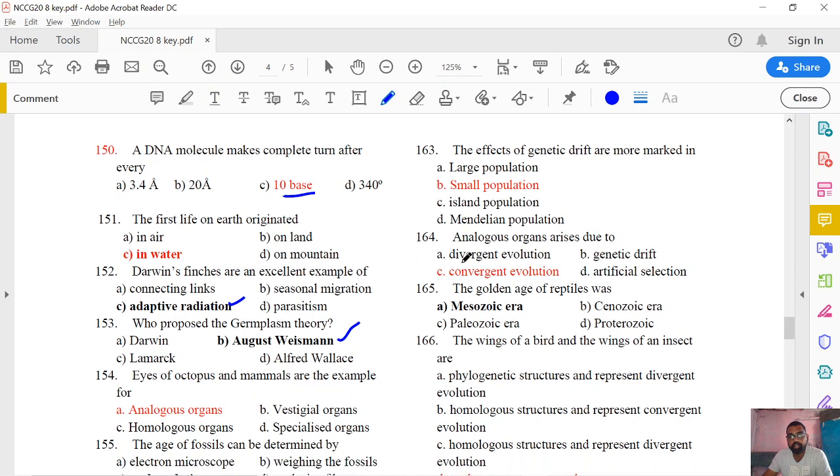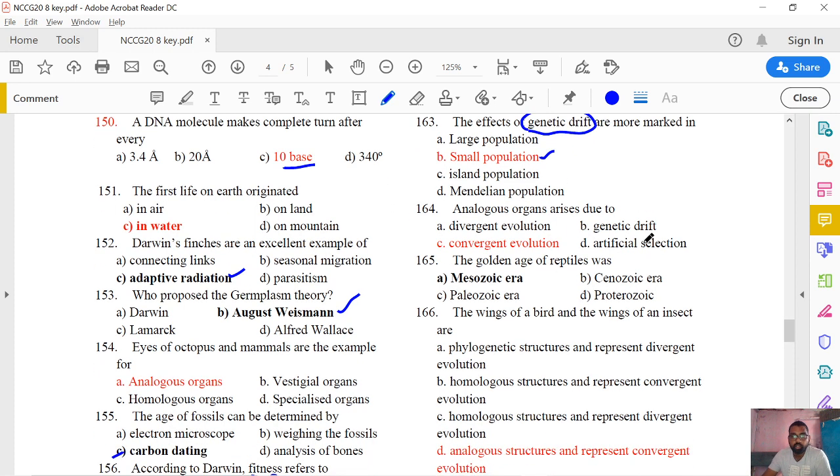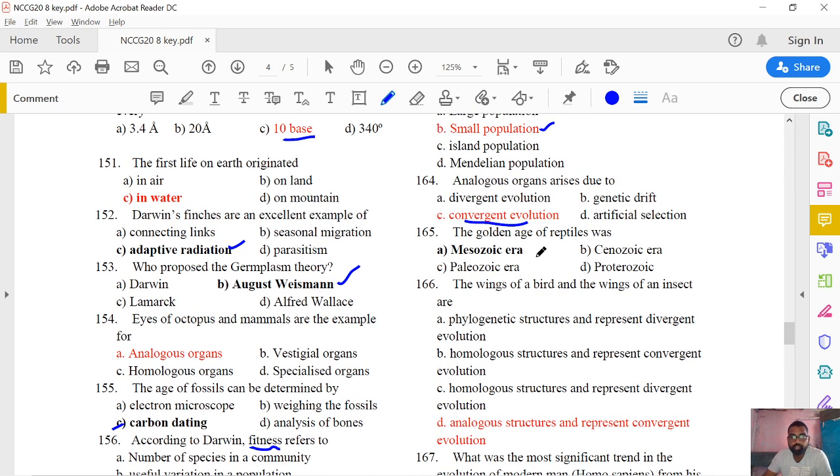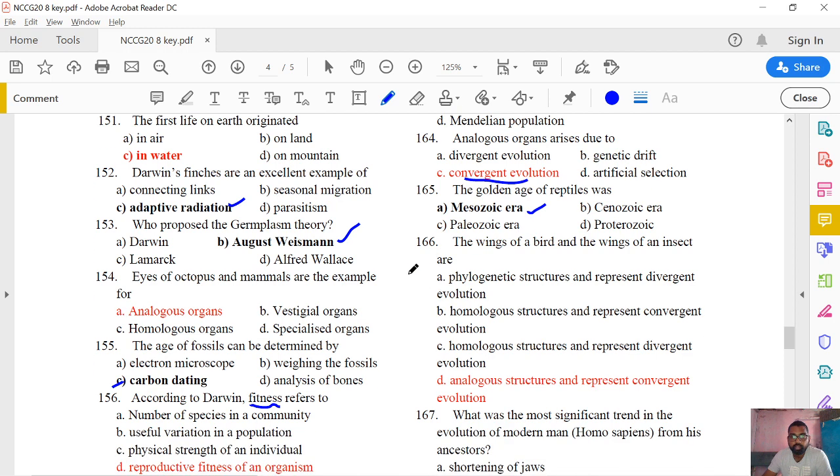The effects of genetic drift are more marked in small populations. So genetic drift can be observed mainly in small populations, not in large populations. Analogous organs arise due to convergent evolution. The golden age of reptiles is the Mesozoic era. The wings of bird and wings of insect both perform the same function with different origins. Therefore, analogous structures represent convergent evolution.